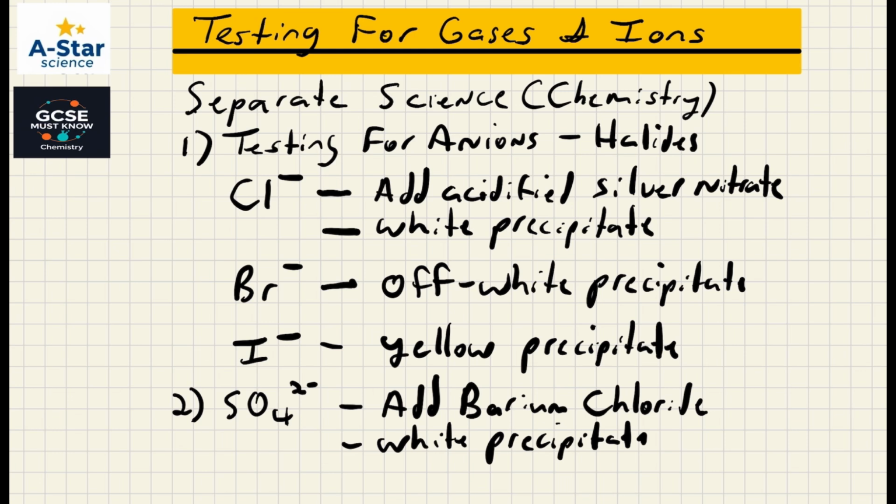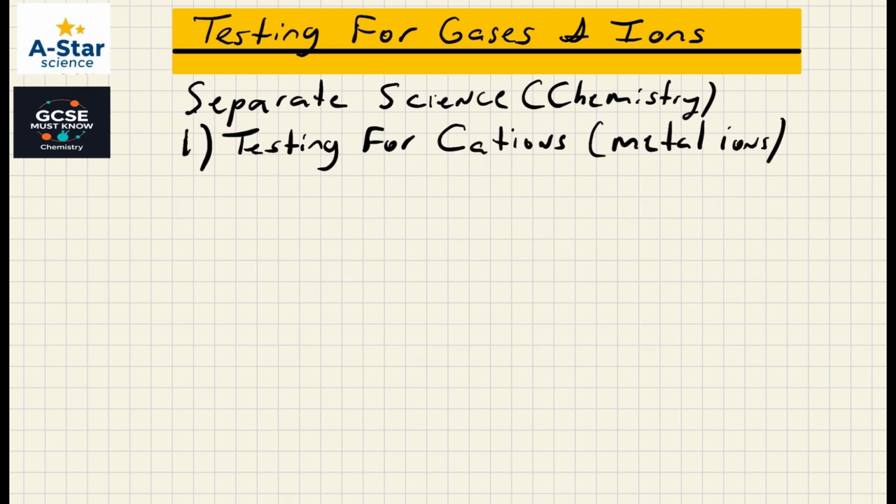That's because barium sulfate is an insoluble precipitate. So by adding barium chloride, we can determine if a sulfate is present. So those are the main anions, meaning the negative ions that we can test for. Let's look at testing for some of the main cations that you need to know about for separate science. Now let's look at the test for the different cations, the metal ions.